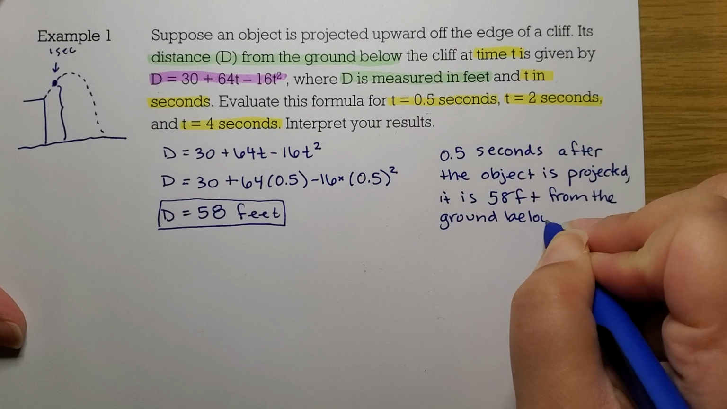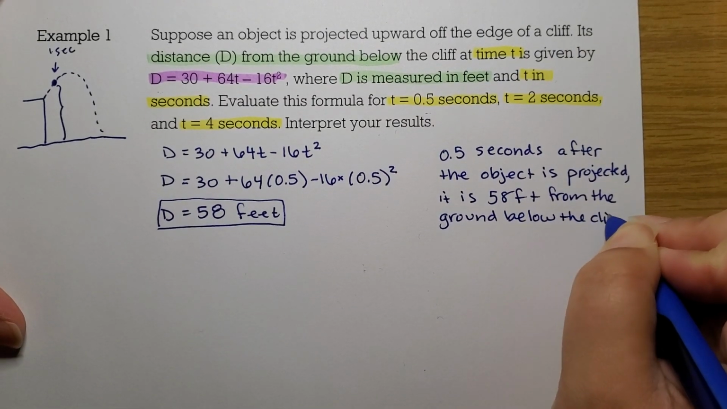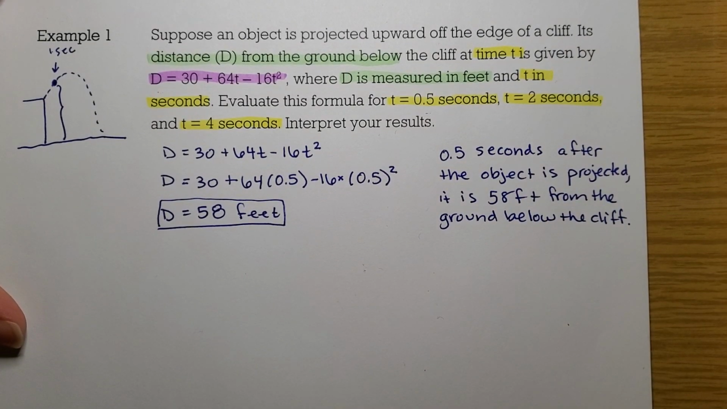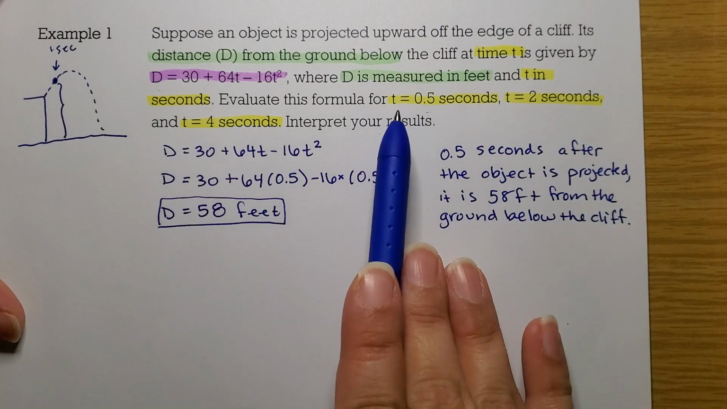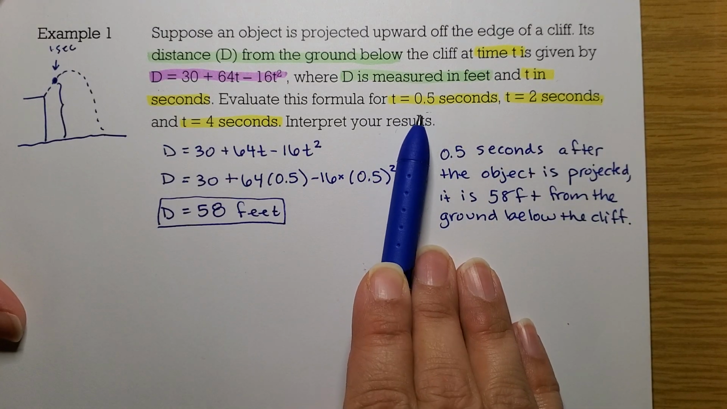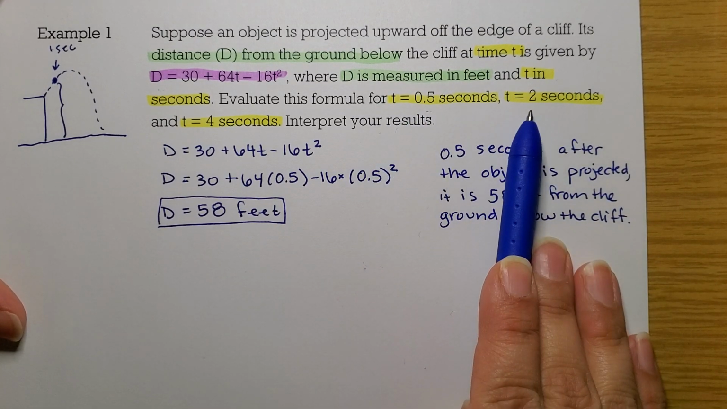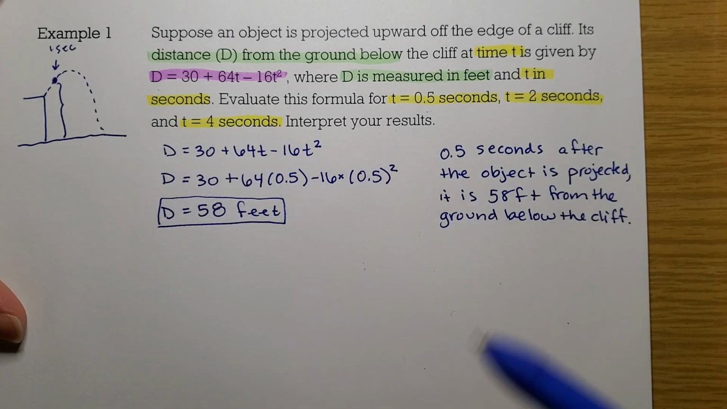Below the cliff. So that's going to be our interpretation. All right, so all of this was for time equaling half a second. Now we're going to repeat this for 2 seconds and then 4 seconds.